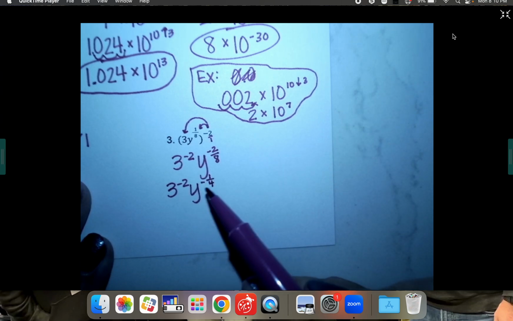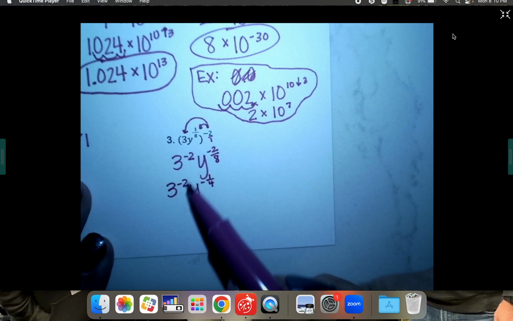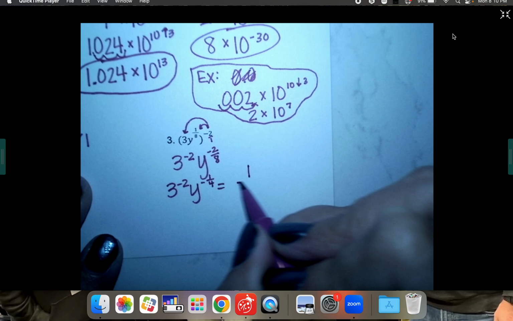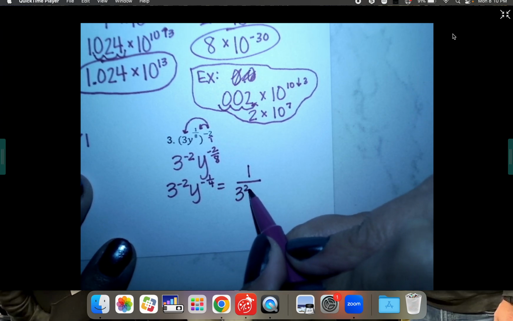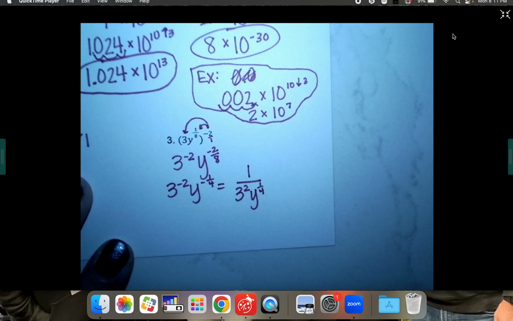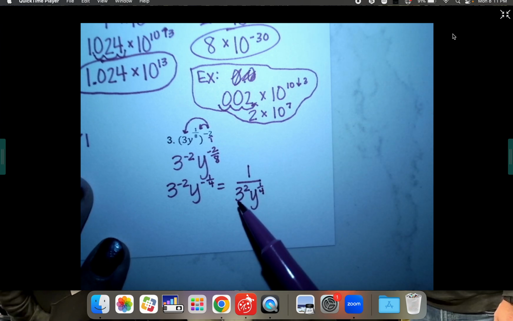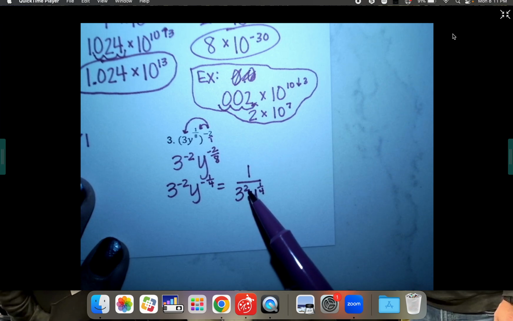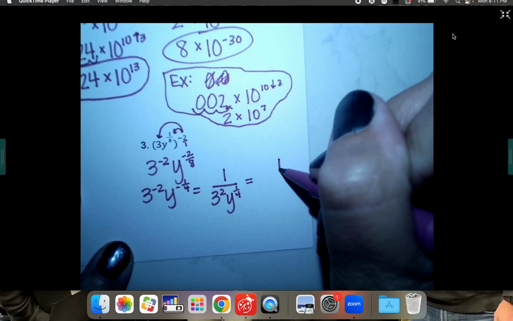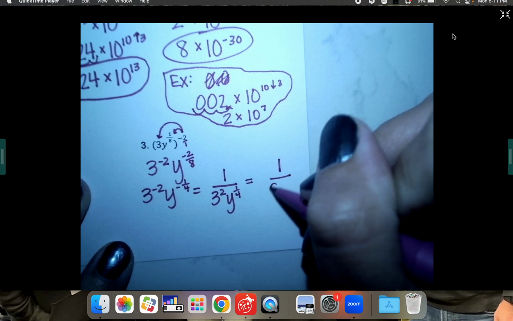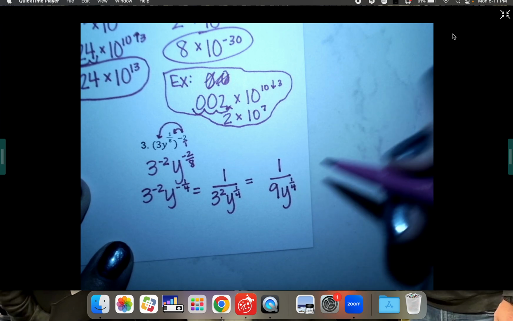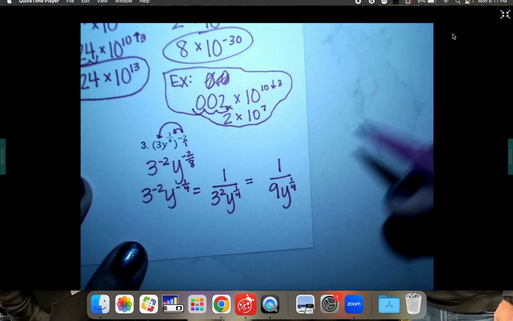Okay, you can't have negative exponents. So both terms are going to have to flip to the bottom under a 1, and now they're going to be positive. So y to the positive 1/4. And the last thing is you can actually work out what 3 squared is. 3 times 3 is 9. So this is going to be 1 over 9y to the 1/4. So again, you've got a fraction within a fraction.